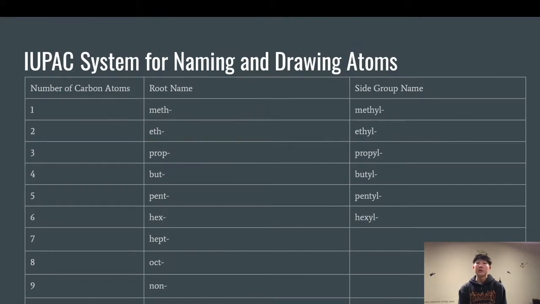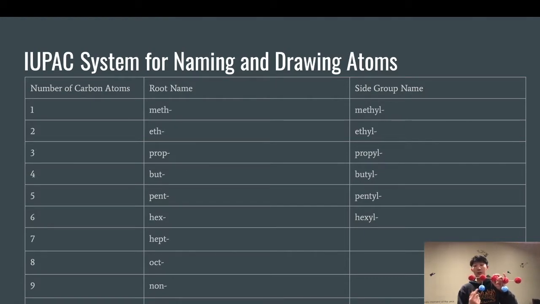So before we start naming and drawing our alkanes, we have to understand this chart right here. This chart is very important for doing this. So as you look on the left, it says number of carbon atoms, and it says all of the numbers, and then the root name. So if you have, for example, 1, 2, 3, 4, 5 carbon atoms in this root, the root name would correlate to pent, as you can see on the chart. And for side groups, if there's just one carbon atom, like you see right here, it would be methyl.